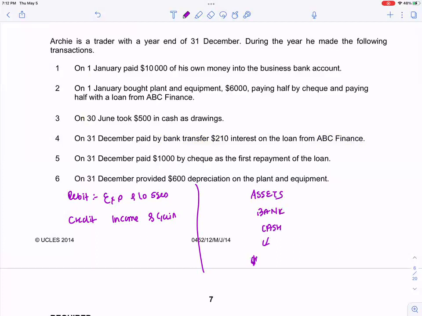I want you to write it along with me. Third rule: capital will always be credited. And drawings? Drawings will always be debited. Fourth one is done. Fifth one.